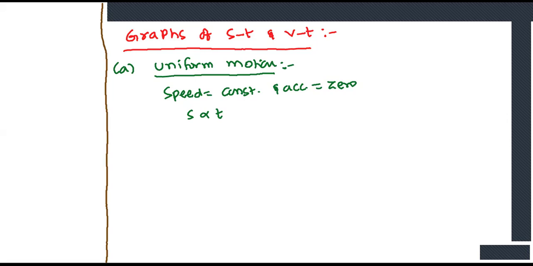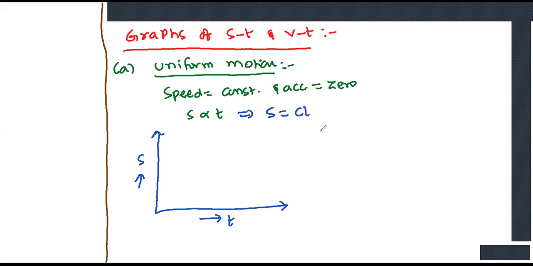So first graph: on the x-axis it is time and on the y-axis it is displacement S. So from here, can I say that S equal to Ct? C is the speed.